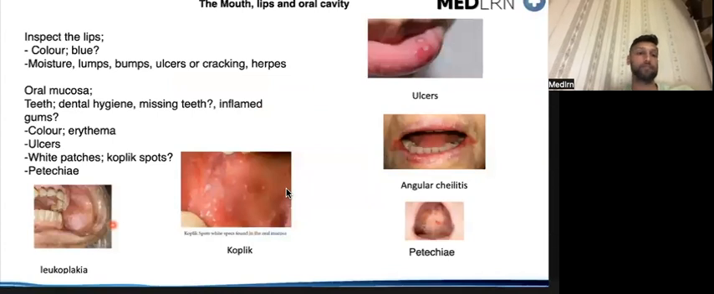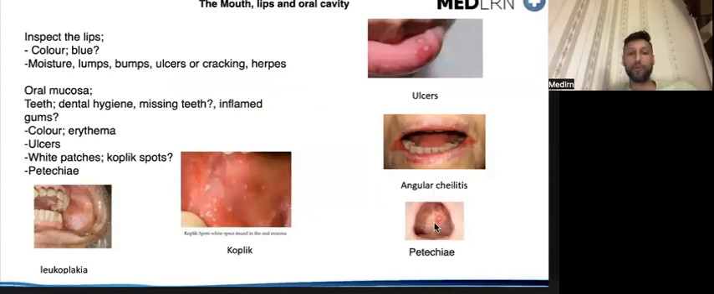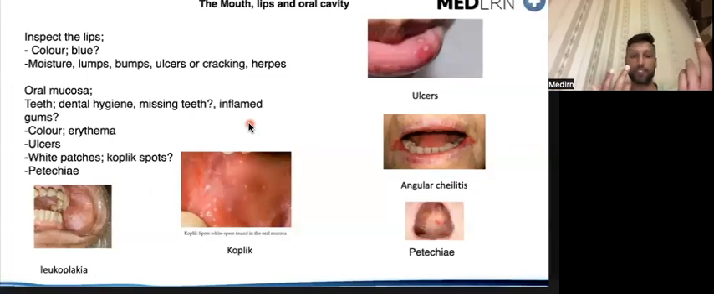The lips, the mouth. You can get angular cheilitis, where you have deficiencies in vitamins. And you can see that you can get rashes here. We can get what we call petechiae, where you end up having these red spots. Again, you can look at the gums for certain hygiene issues. So we can also inspect the mouth and the lips. Just remember, you're looking for rashes, lumps, and bumps.